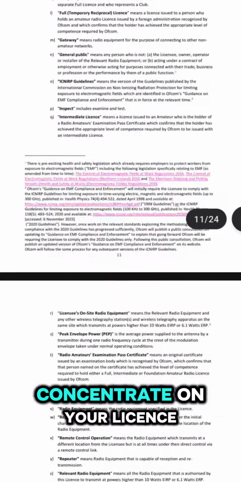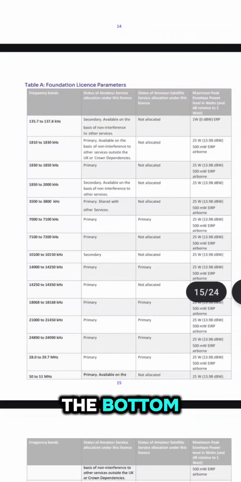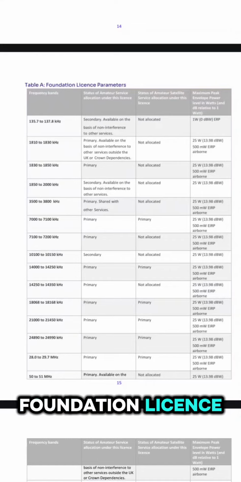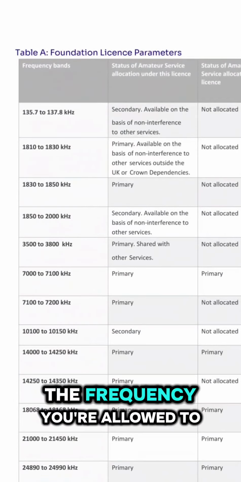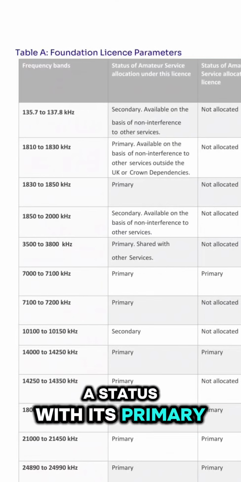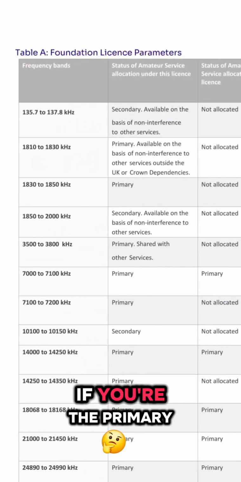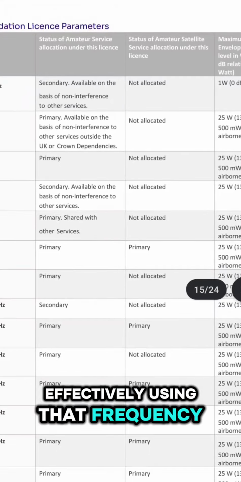going to concentrate on your licence frequency schedule. We've got this at the bottom. Let's just look at the foundation licence. So what this actually means, the left hand side is the frequency you're allowed to transmit on. The next column is the status, whether it's primary or secondary. If you're the primary user, then we have priority effectively using that frequency.